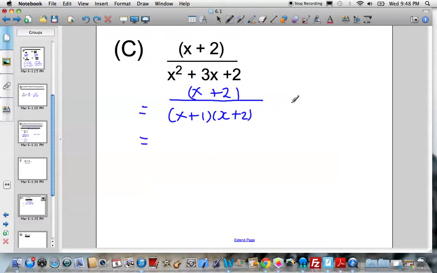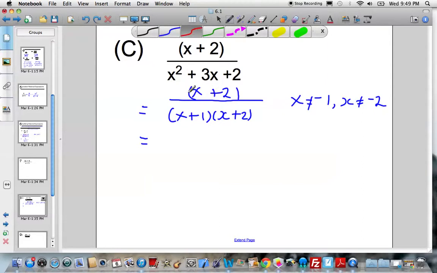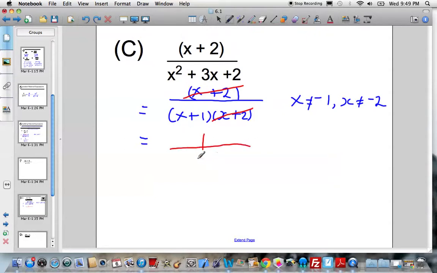So then, my non-permissible values: x cannot equal negative 1, and x cannot equal negative 2. Anytime you have either one of those values on the bottom, it's going to give you a denominator of 0. So then I got to cancel. I can cancel this guy with this guy totally. And then I'm left with nothing on the top except the 1 that was originally in front of this guy, all over x plus 1. So there's my simplified rational expression, which is equivalent to this guy.